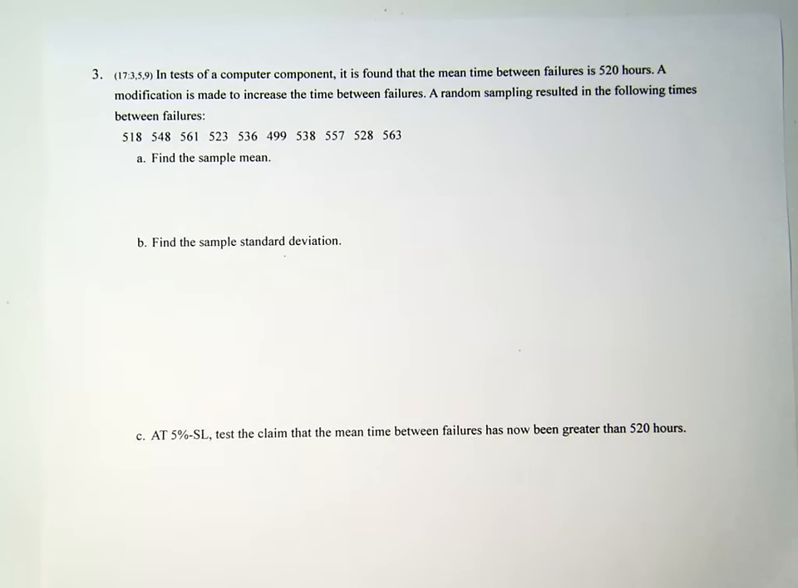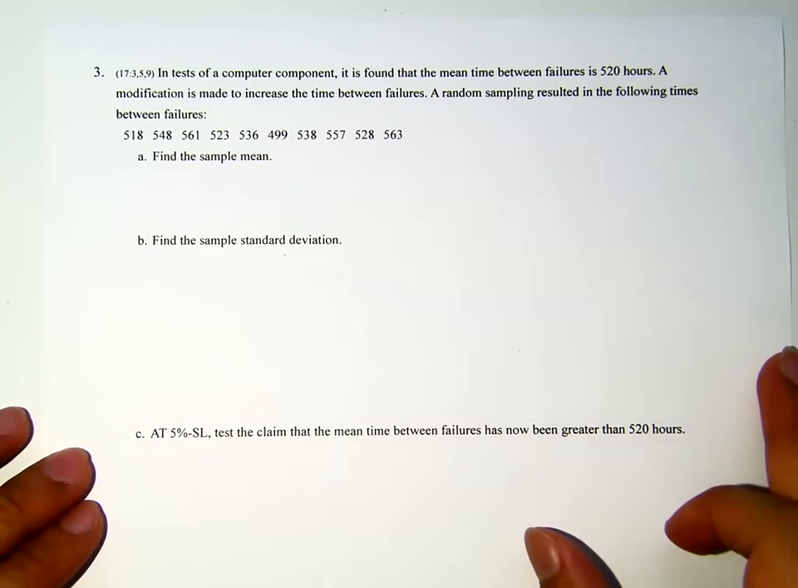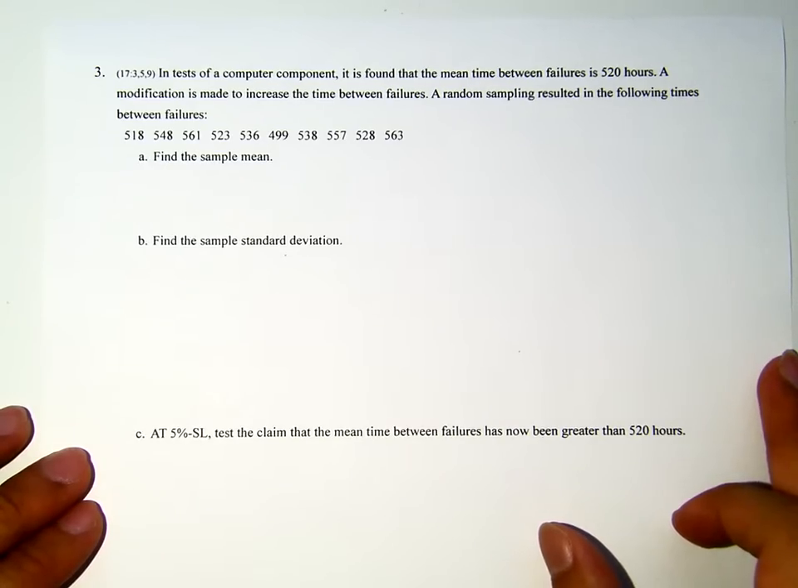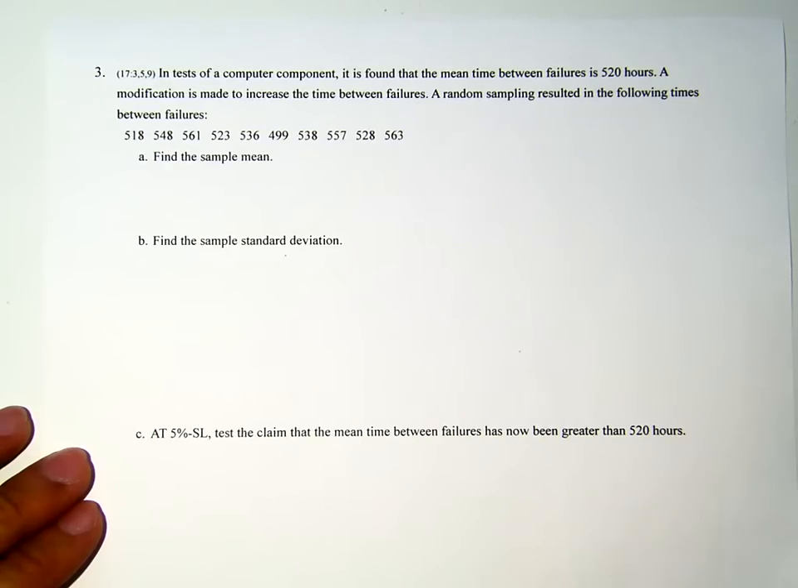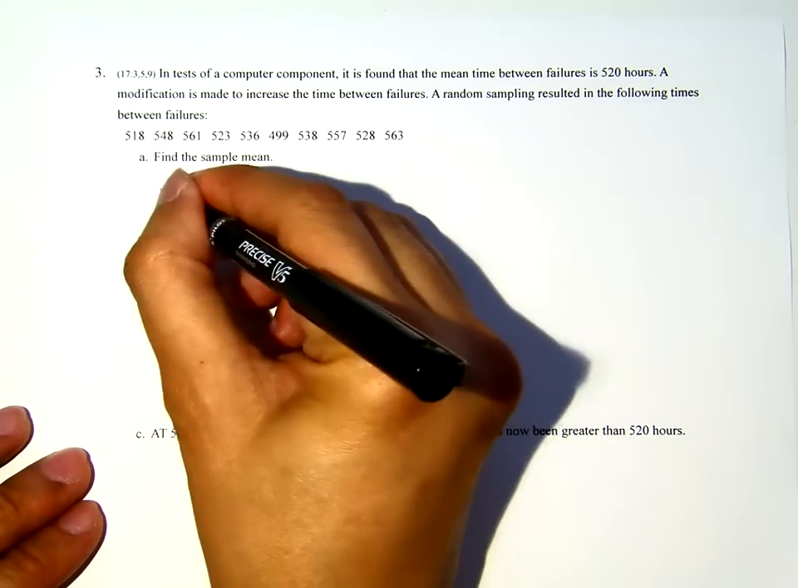Following is Fall 2011 Math 227 number 3. In a test of a computer component, it is found that the mean time between failures is 520 hours. A modification is made to increase the time between failures. A random sample resulted in the following times between failures. Part A, find the sample mean.